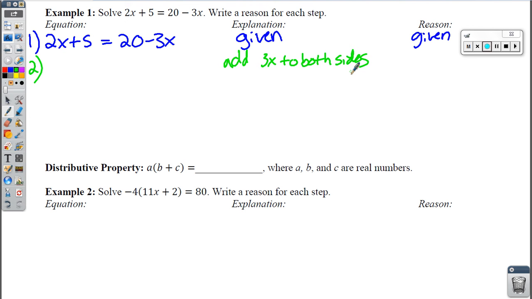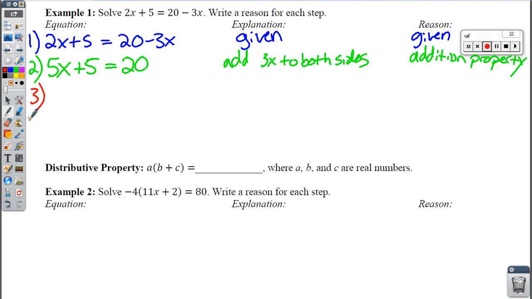The reason I can do that is the addition property. So what that's going to look like if I add 3x to both sides, when we combine like terms, we'll get 2x plus 3x is 5x. And then on the right side, the negative 3x and positive 3x will cancel each other out.